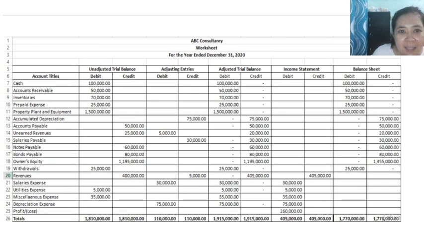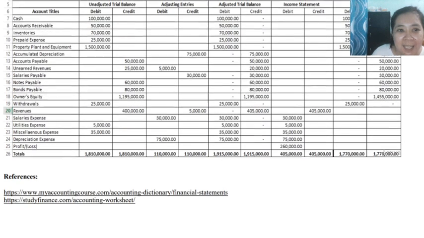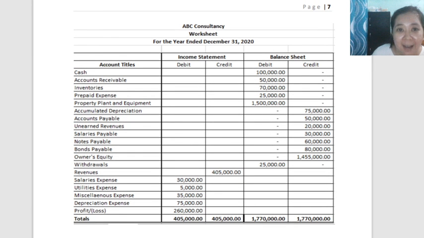So this is our complete worksheet. We have the account titles, unadjusted trial balance, adjusting entries, adjusted trial balance, income statement, and lastly our balance sheet. So this is our 10-column worksheet. That ends our discussion about the accounting worksheet.